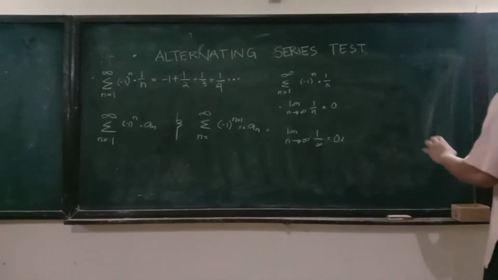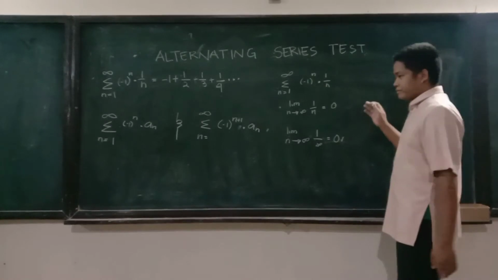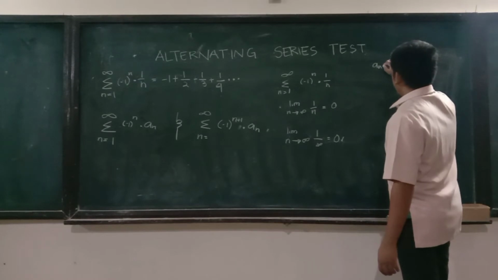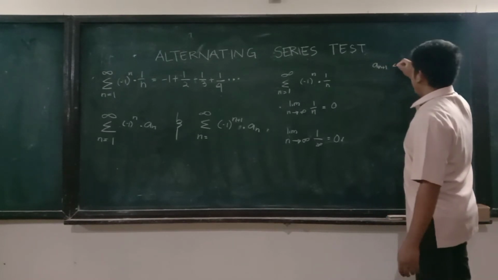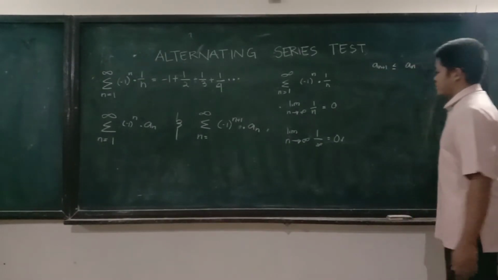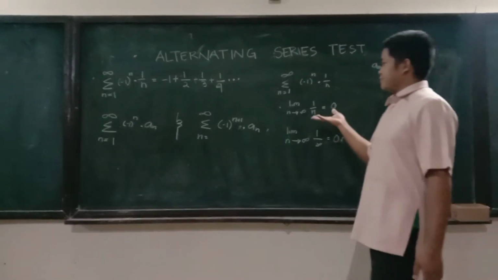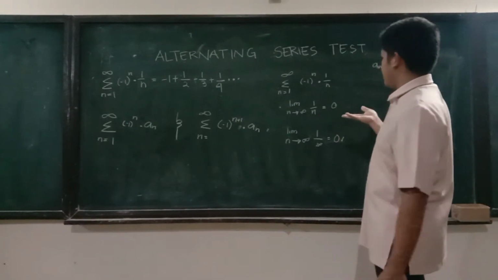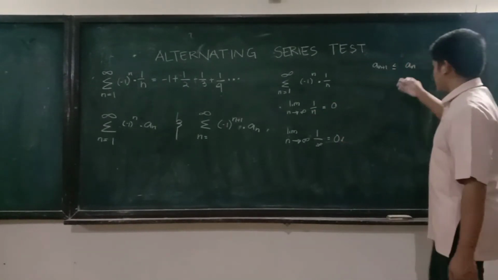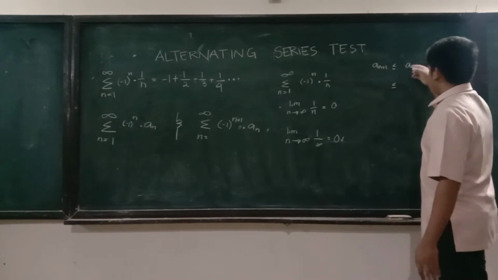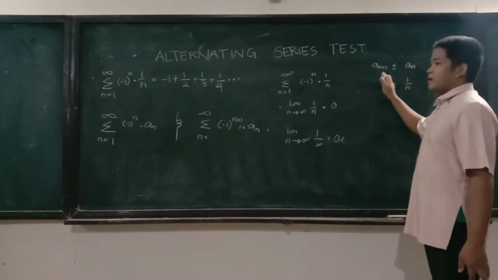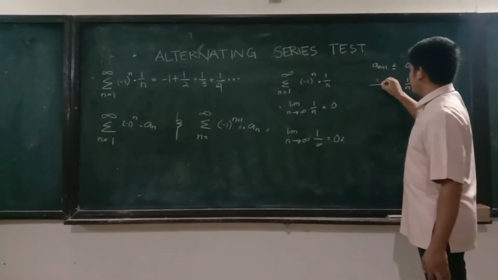The second step is to check if it's a decreasing sequence. To identify if it is decreasing, we need to consider this: a sub n plus 1 must be less than or equal to a sub n. So in this problem, what is our a sub n? Our a sub n is 1 over n. Therefore, our a sub n plus 1 is 1 over n plus 1.